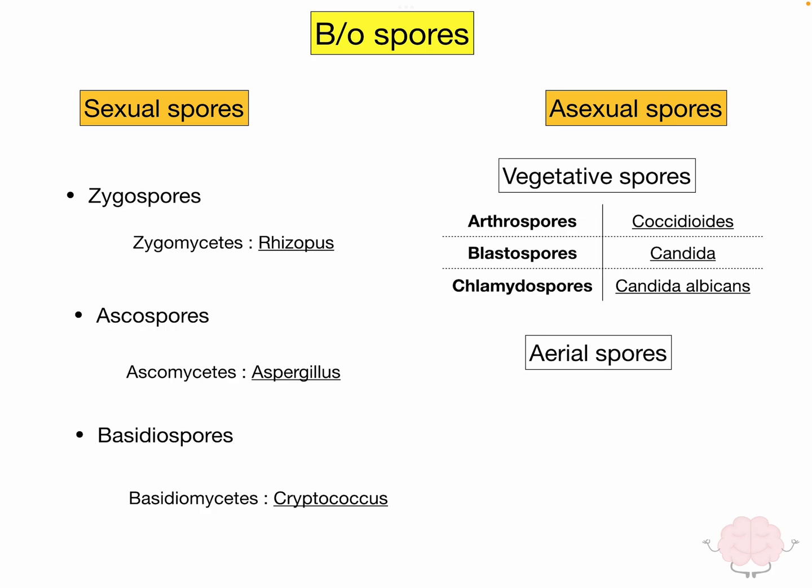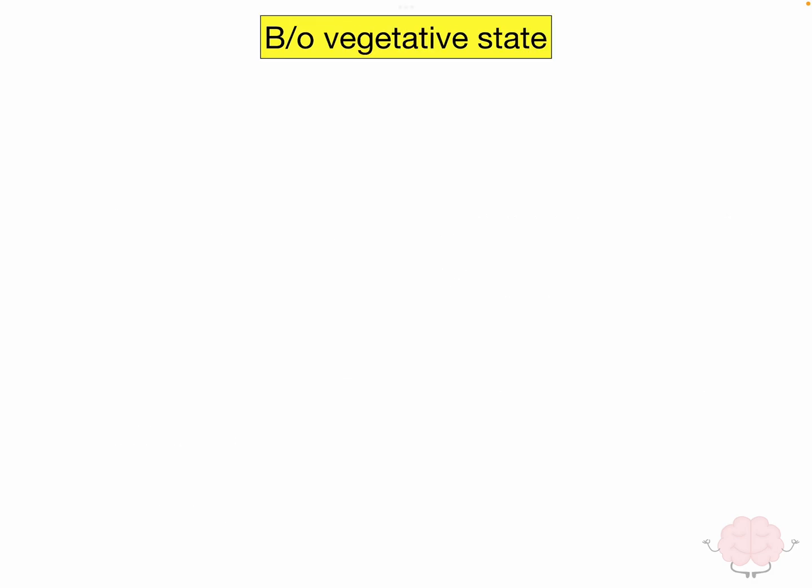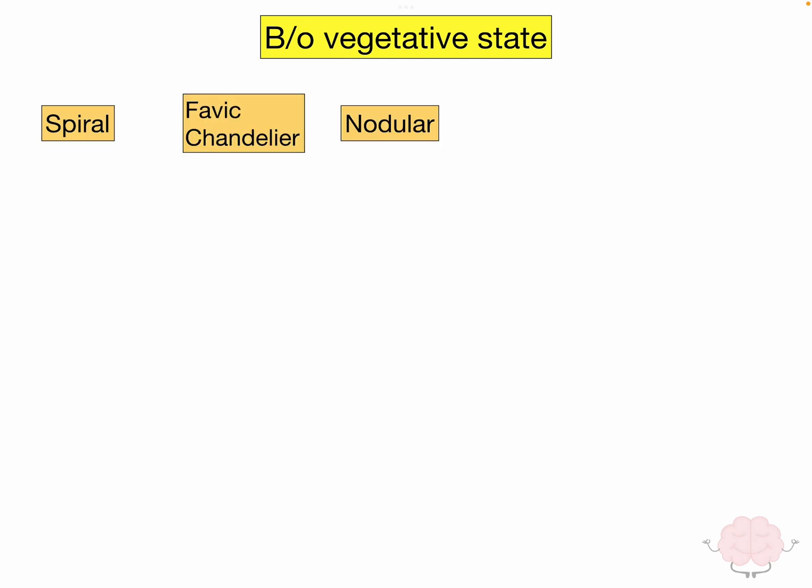Vegetative spores are of three types: arthrospores, blastospores, and chlamydospores, which are present in Coccidioides, Candida, and Candida albicans respectively. While aerial spores are of four types: macroconidia, microconidia, sporangiospores, and conidiospores. Macroconidia and microconidia are found in dermatophytes. Sporangiospores are produced by zygomycetes, while conidiospores are produced by Aspergillus. Now, based upon vegetative state, it can be spiral, favic chandelier, nodular, pectinate, or racket type.